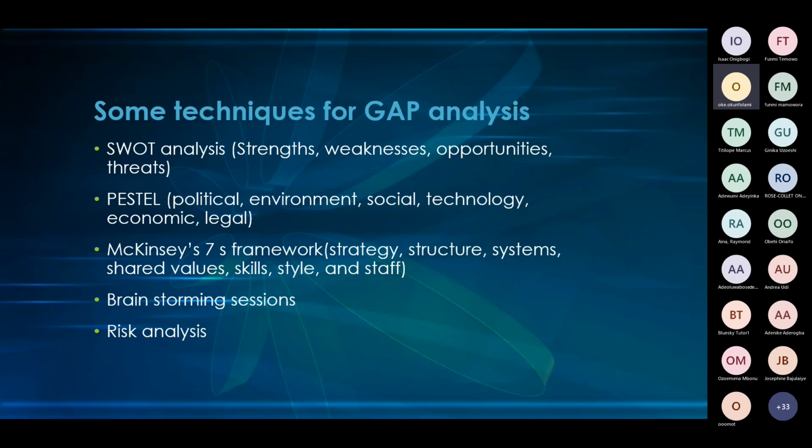There's McKinsey's 7S: strategy, structure, systems, shared values, skills, style, and staff. Then you can have brainstorming sessions, where you meet with the subject matter experts and stakeholders and really dig in. But you have to come ready with questions. Those sessions can be very useful, but you need a firm grasp of how you want the discussions to go.